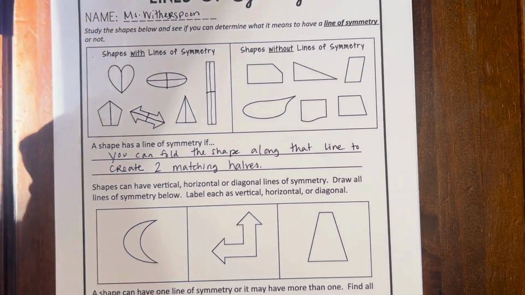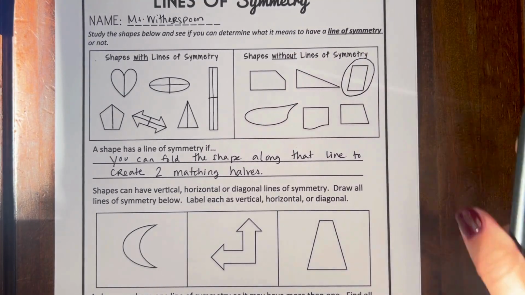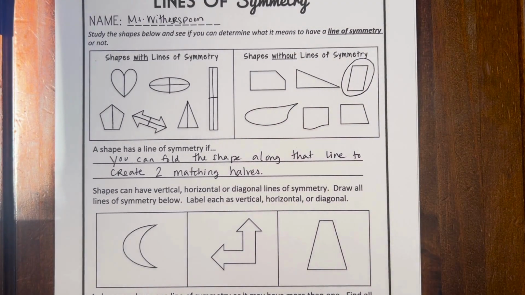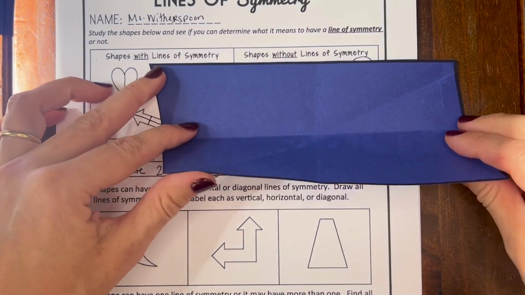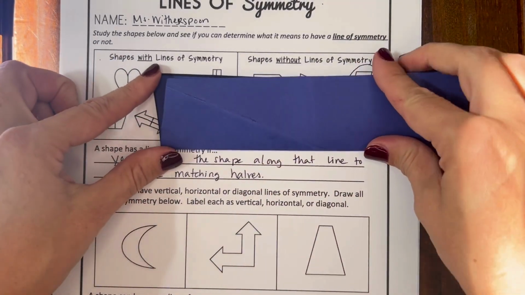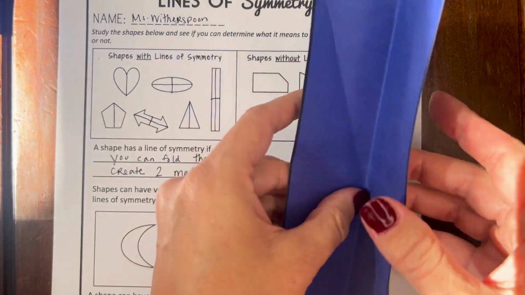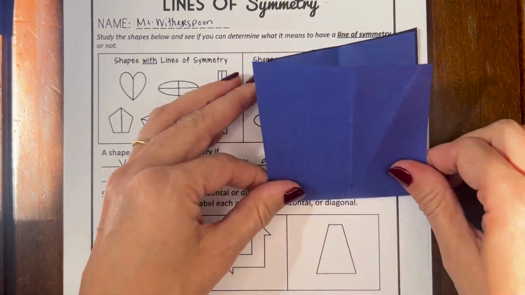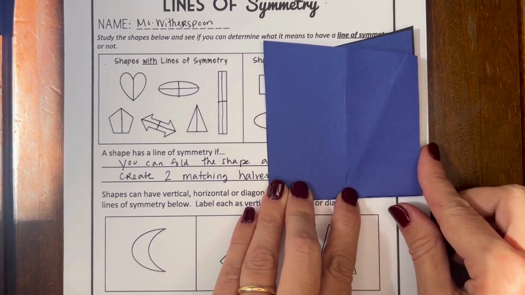Now, the shape that gives a lot of people headaches is this friend right here. The parallelogram, people always want to tell me that it does have a line of symmetry. So let's see what happens when we fold it. See how the edges don't quite match up? They're not quite a perfect match. Same thing happens when we go across. The edges are not quite the same.